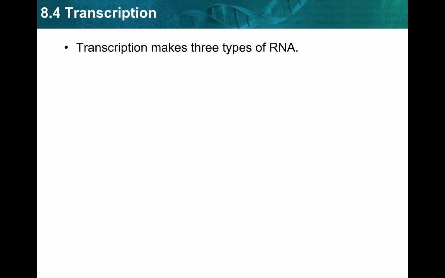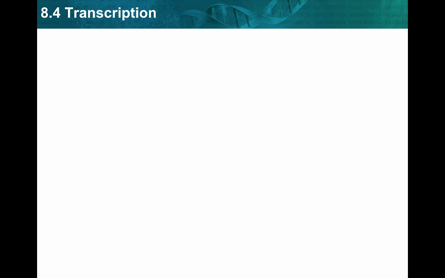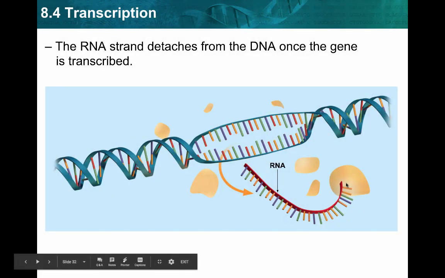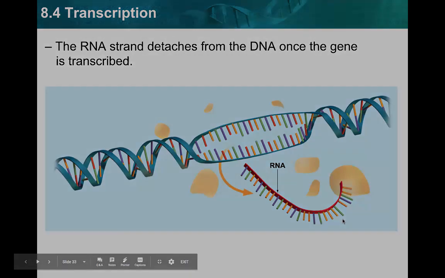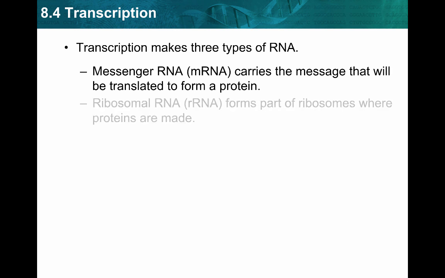And so in the process of transcription, there's actually 3 kinds of RNA that we're going to make, because we're going to need all of these RNAs for the next step of protein synthesis, which is translation. But messenger RNA, or mRNA, is what we are actually making during transcription. Let's go back, right? This strand right here is actually mRNA, messenger RNA, because it's carrying the message from DNA that we're going to translate into a protein.